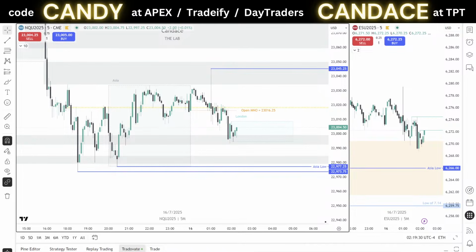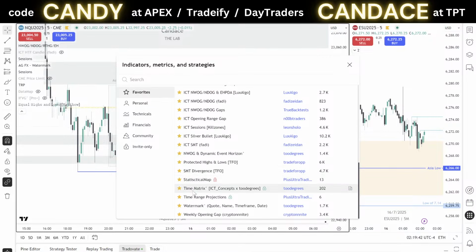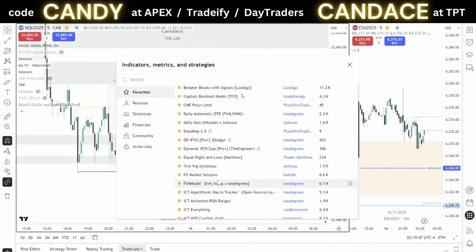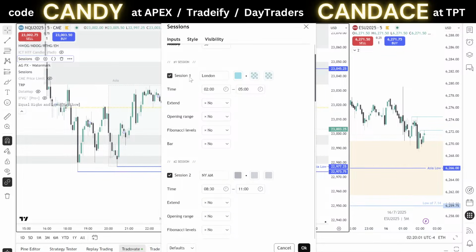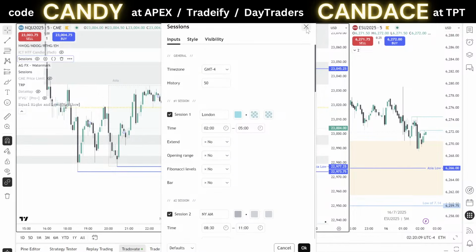What indicator do I use? This one, I think it's just market sessions. I've got too many. Let me see. I think this one, FX Market Sessions, because at first I was trading forex, so I got used to this indicator, and then I changed the sessions, the times, everything by myself. You can adjust it inside the indicator.